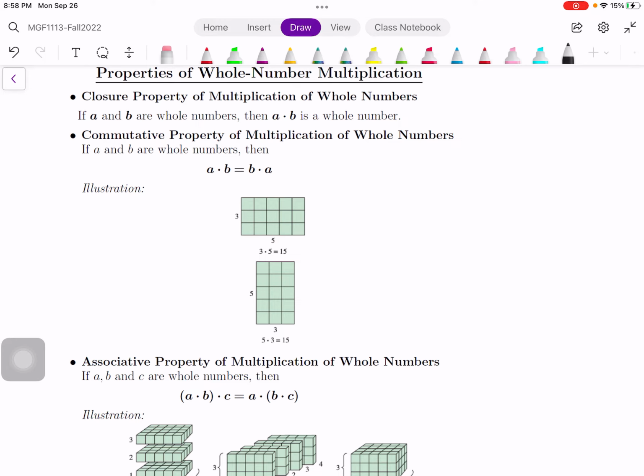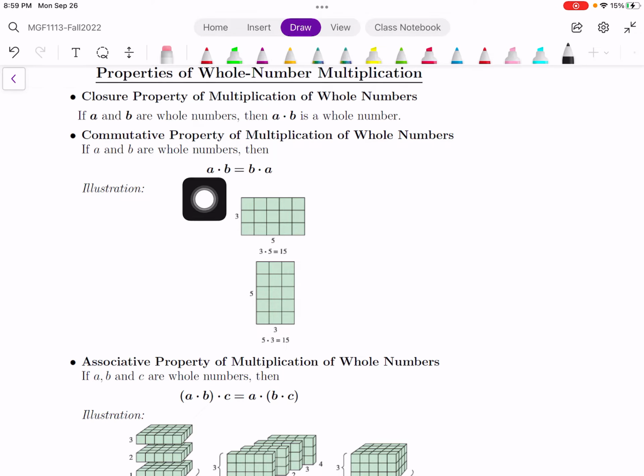So let's look at the properties of whole number multiplication. The first property is closure. When we take two whole numbers and multiply them, it's another whole number. We're not going to get any negative number or anything. Remember, whole numbers are 0, 1, 2, 3, 4, and so on. So whenever you multiply any two whole numbers, you're still within the set of whole numbers.